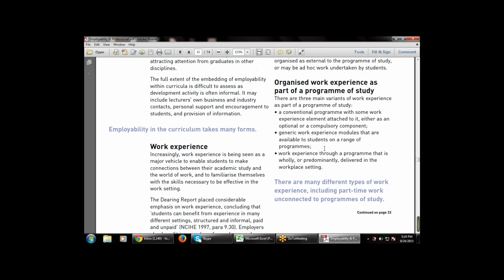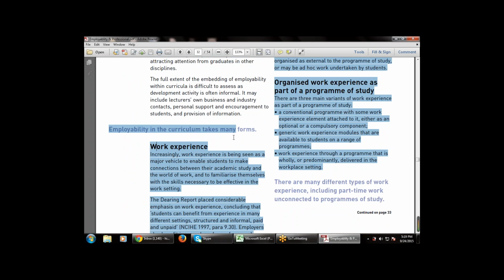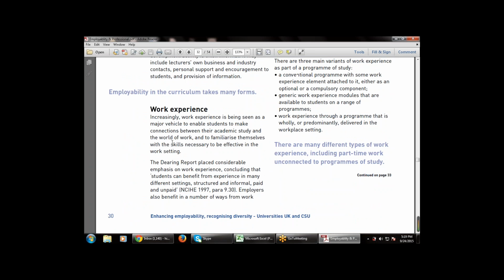Then next, employability in the curriculum takes many forms. So there are multiple forms that are a part of employability. The next is work experience. Work experience is seen as a major vehicle to enable students to make a connection between their academic work of study and the world of work, and to familiarize themselves with the skills that are necessary to be effective in the work setting. That is the work experience.